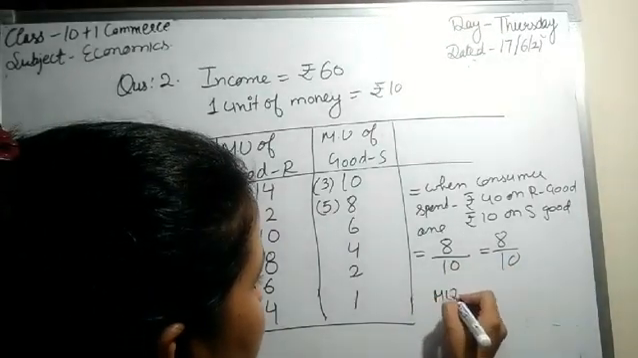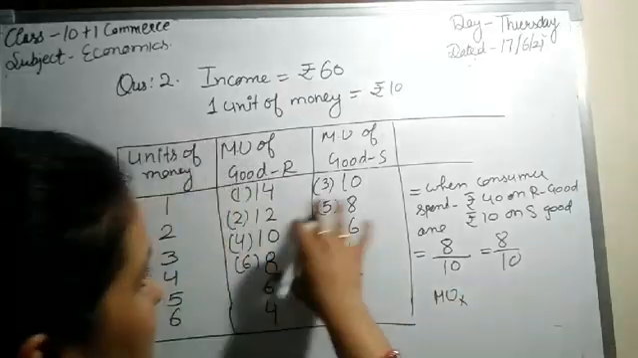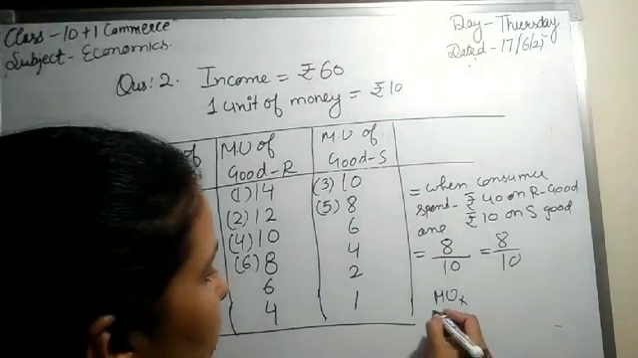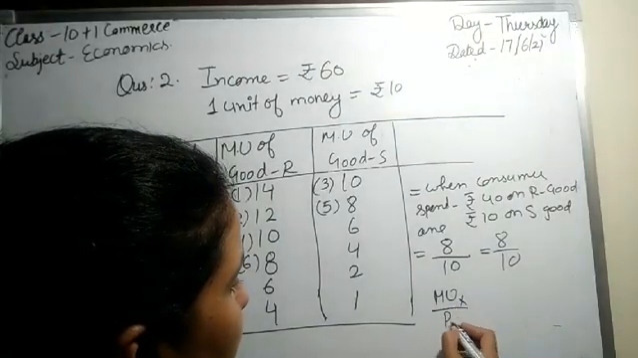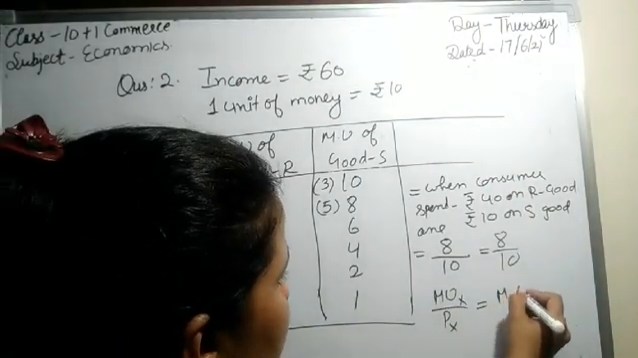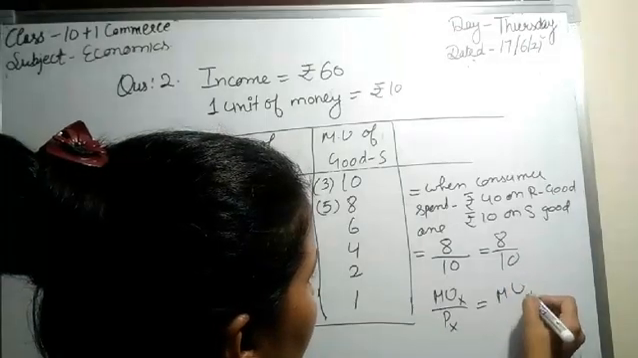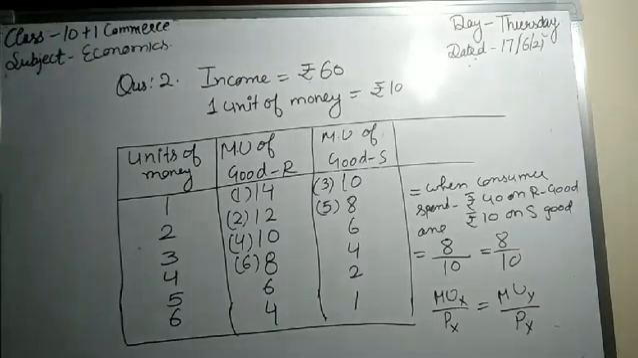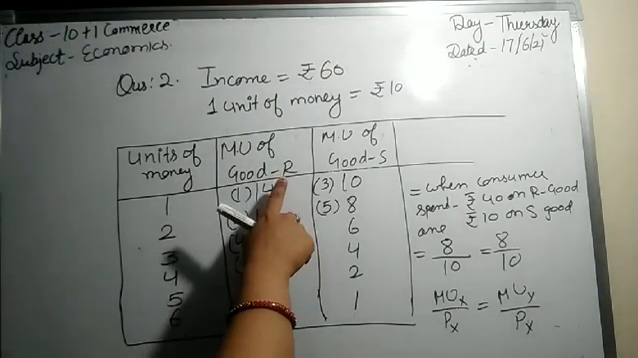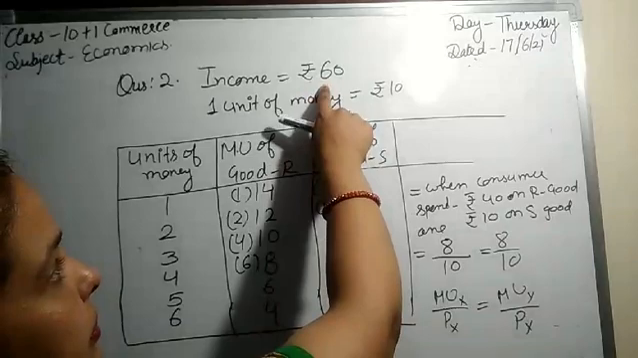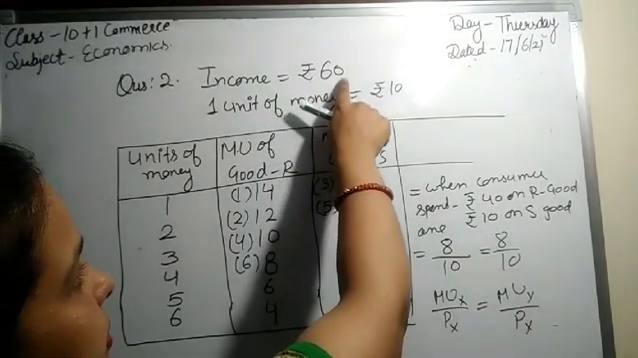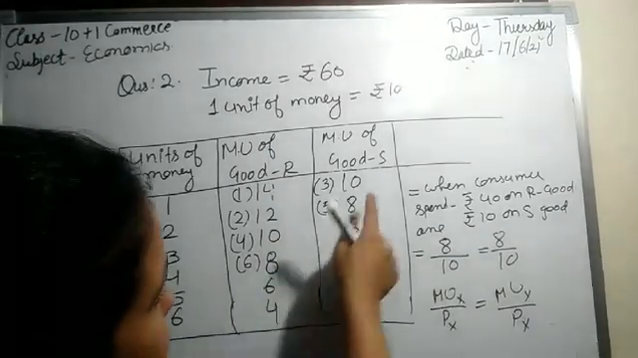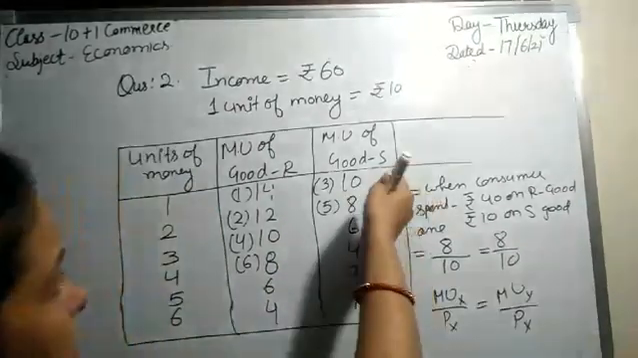I will tell you in advance that the consumer is in equilibrium when he spends his income in such a way that the marginal utility of commodity X is equal to the marginal utility of commodity Y. So this is the answer to this question: the consumer spent 40 rupees on good R and 20 on good S, out of 60.